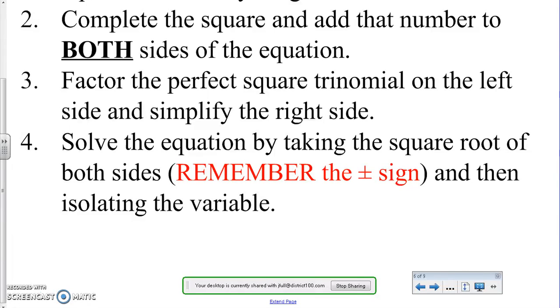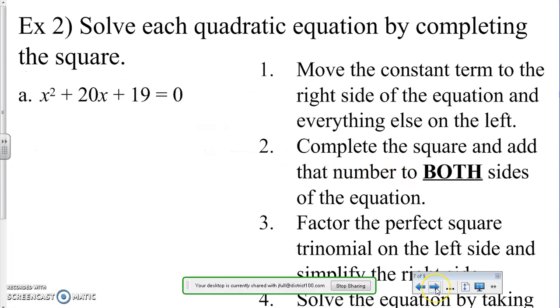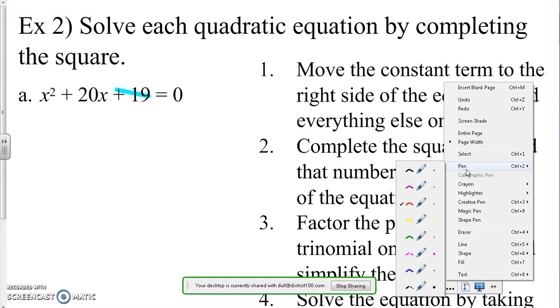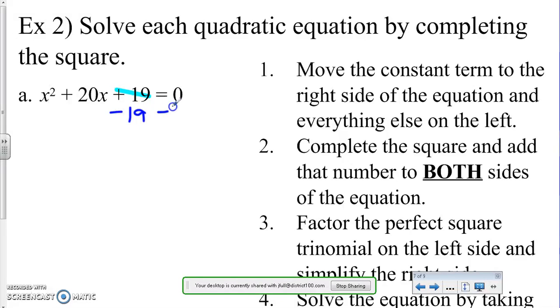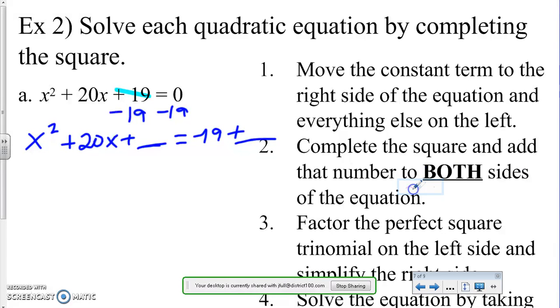We're going to do two problems together, and then you are going to try two on your own. So the first step is to take this constant term here and move it to the other side. We're going to do minus 19 on both sides. Pretty easy first step. When I do that, I like to add something extra in there. So I have x squared plus 20x plus, and I'm not sure what it is yet, equals negative 19 plus that same thing. I like to do it this way because then I remember that I need to add the number to both sides when I complete the square.